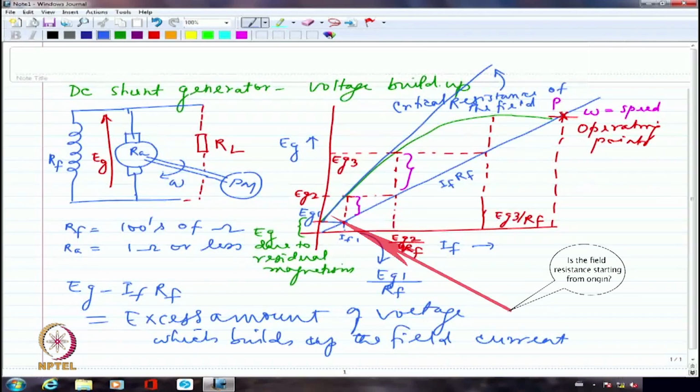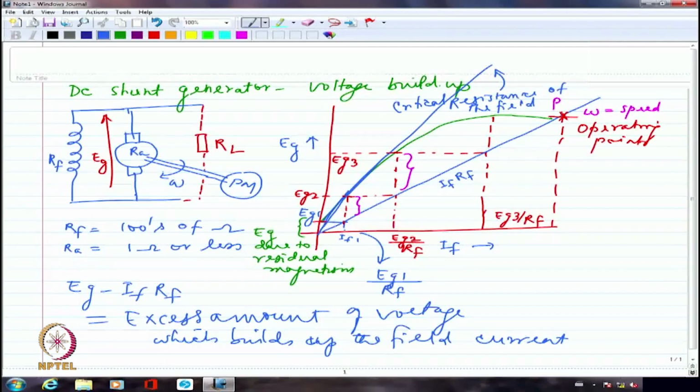It should actually start from, yes, thank you for pointing out, it should have been somewhat like this. It should have started from the origin, obviously. Yeah, but the voltage you are getting is minuscule compared to what you got from the residual magnetism. So, it is going to be really, really small. You would not have anything to write home about. That is what we are trying to say, basically. So, you are not going to have sufficient voltage coming up as the generated voltage when the resistance of the field circuit is greater than or equal to that of the critical resistance.